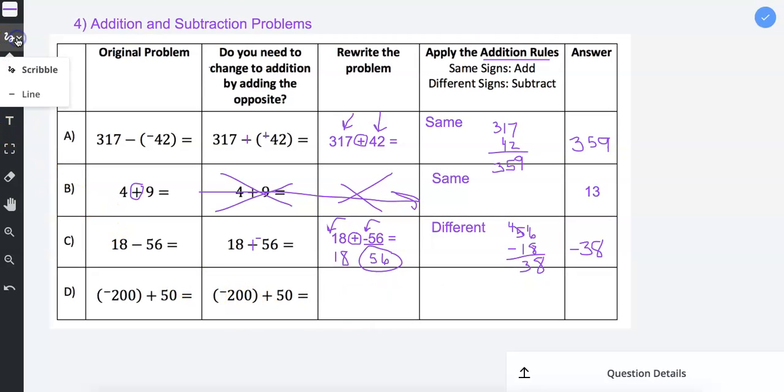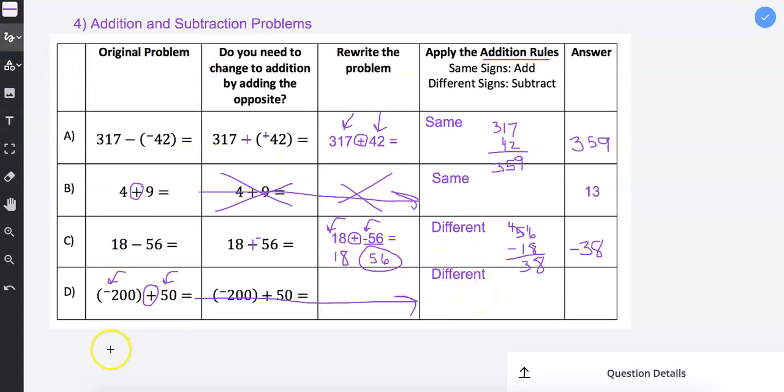And now for our final example, negative 200 plus 50. We already have an addition sign in between. Since we already have an addition sign in between, all we need to do is move directly over to the addition rules. The signs here are different. This is a negative 200. This is a positive 50. So the signs are different. We will subtract.